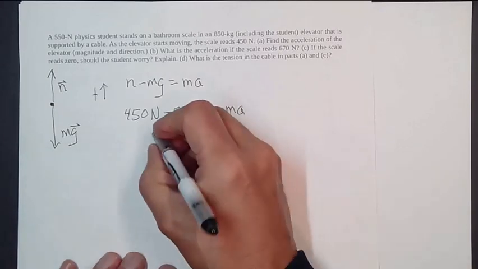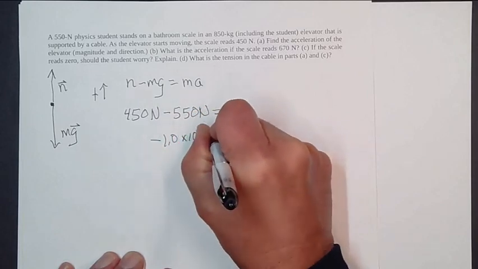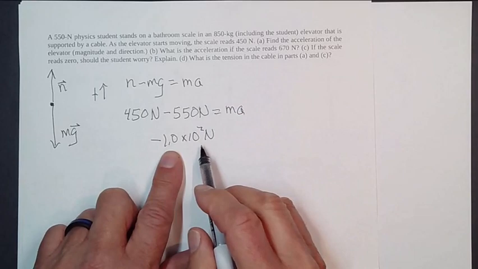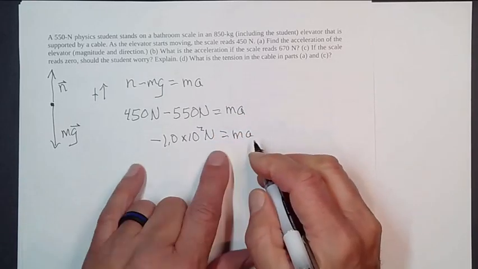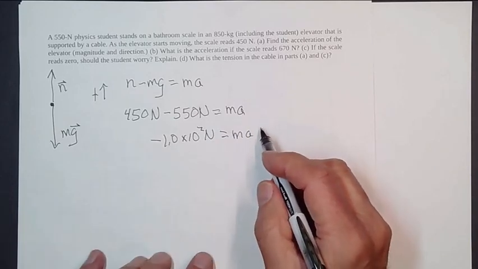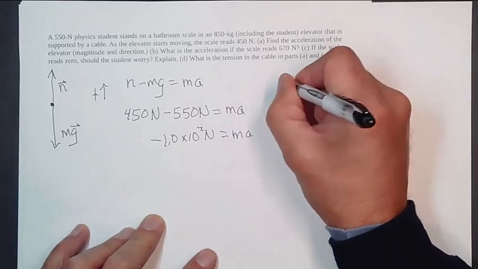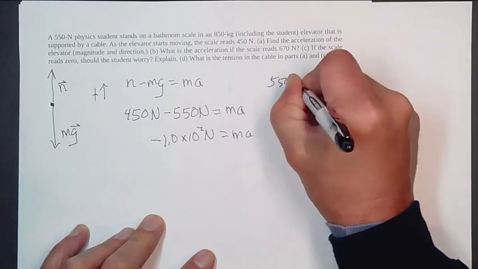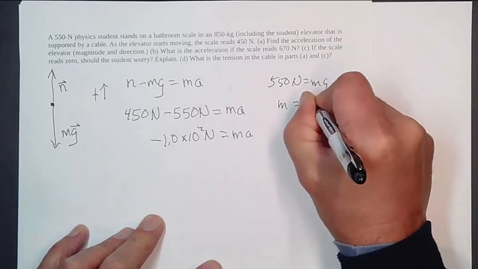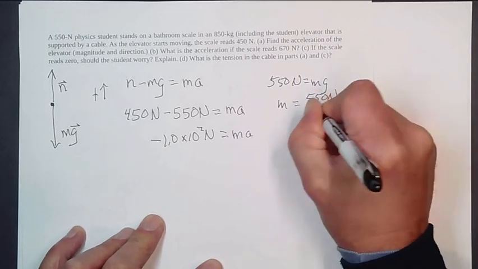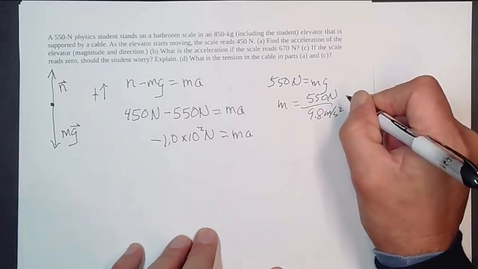Well, I get minus 1.0 times 10 squared newtons. I've only got 2 sig figs, and that's a way to show it. And that'll equal ma. I've got a negative acceleration. We don't have negative mass in physics. Okay, so I never did figure out the mass of the student, but if 550 newtons is equal to the student's weight, then the student's mass would equal 550 newtons over 9.8 meters per second squared.